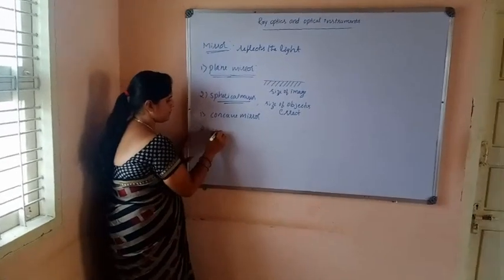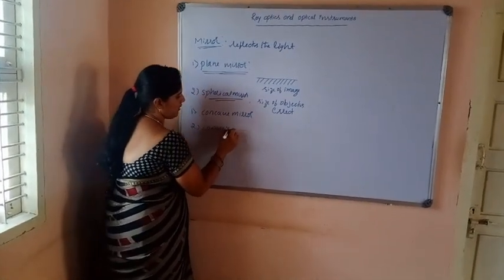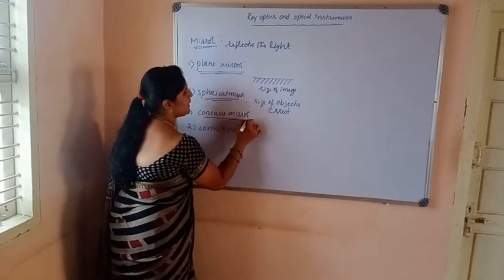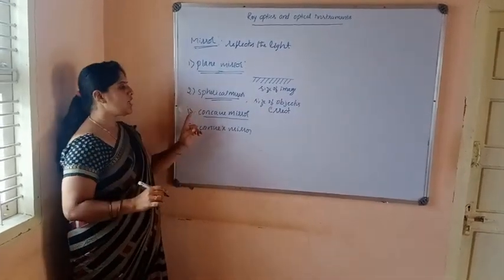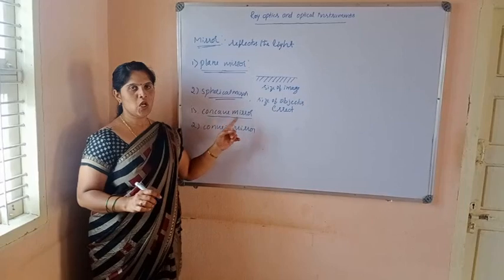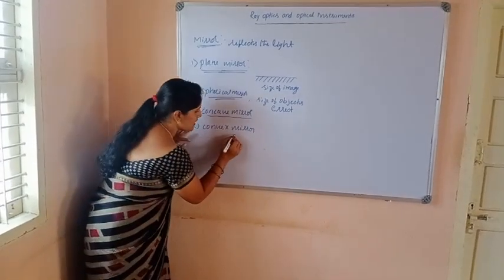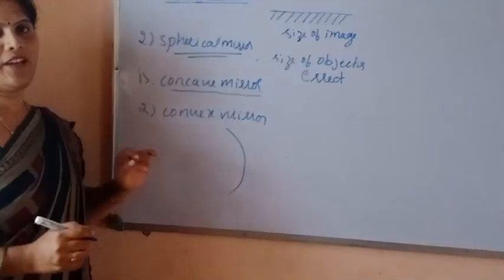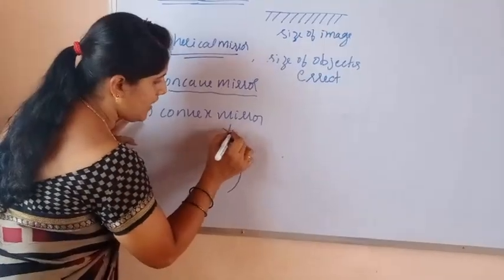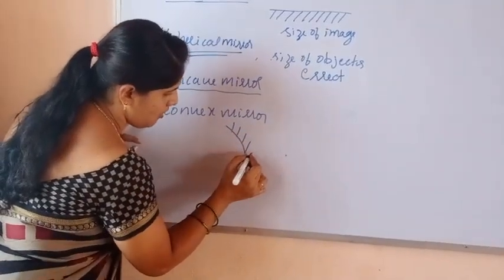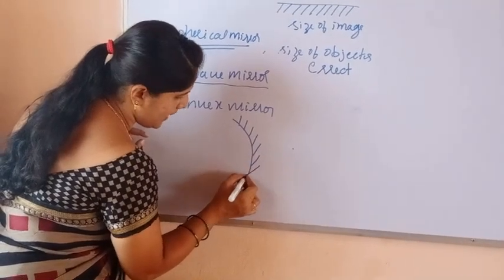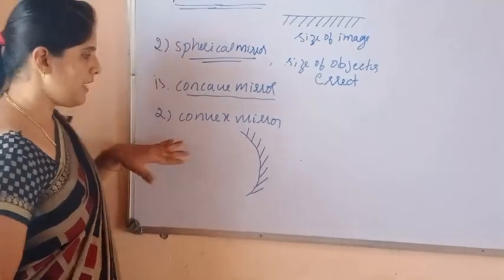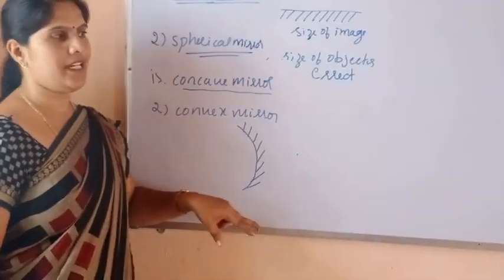There are two types of mirror: concave mirror and convex mirror. Let me explain what a concave mirror is. A concave mirror is one whose inner surface is reflecting and outer surface is non-reflecting, that is painted or silvered. Only the inner side is reflecting.